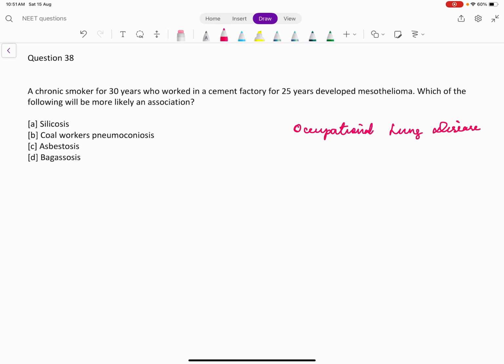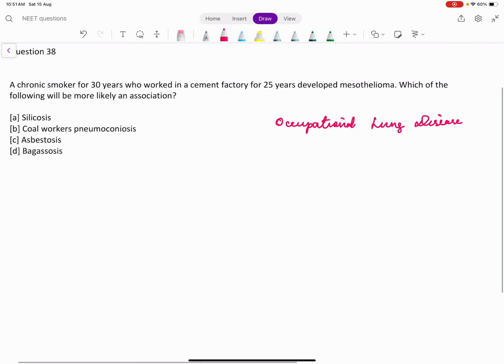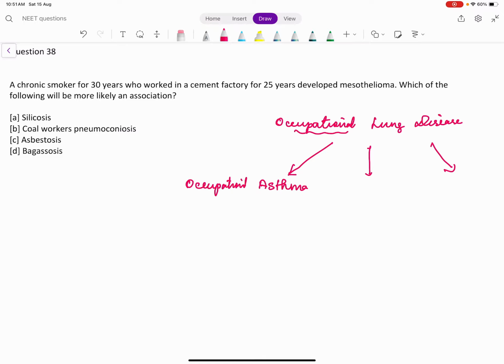Okay. So whenever a particular occupation is related, we have many possibilities. Like one, the particular occupation could be a trigger for asthma. That is called occupational asthma. For example, they are working in a dusty environment, etc. They'll get wheezing only during the work time, and the other time they will be normal.